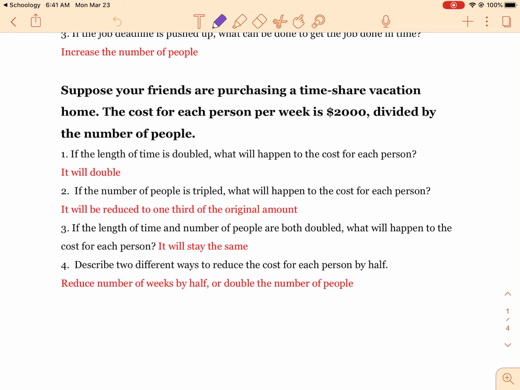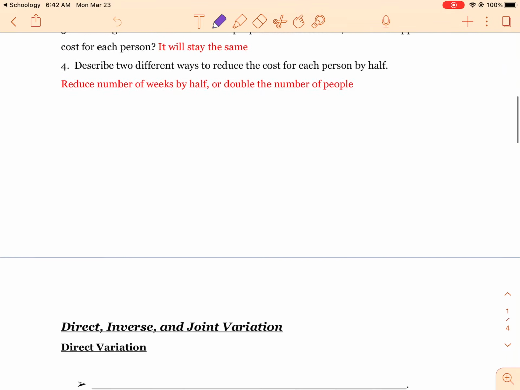So describe two different ways you can reduce the cost for each person by half. One way is you reduce the number of weeks by half, or you double the number of people. So just think about this relationship as one thing affects the other. That's the basic idea of what we're going to talk about today in variation.